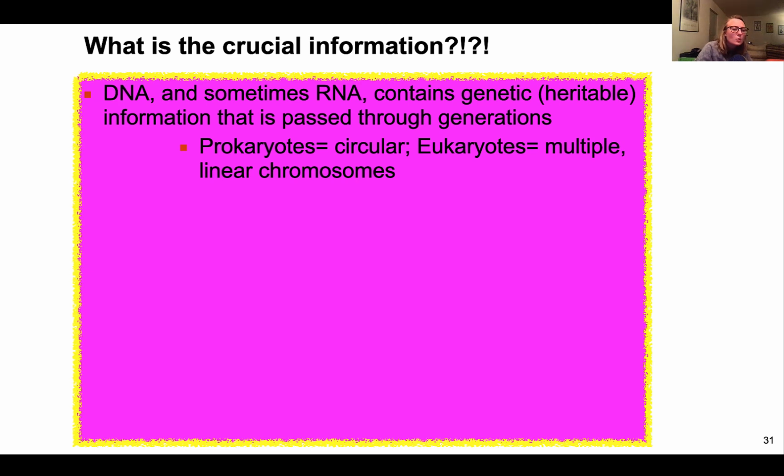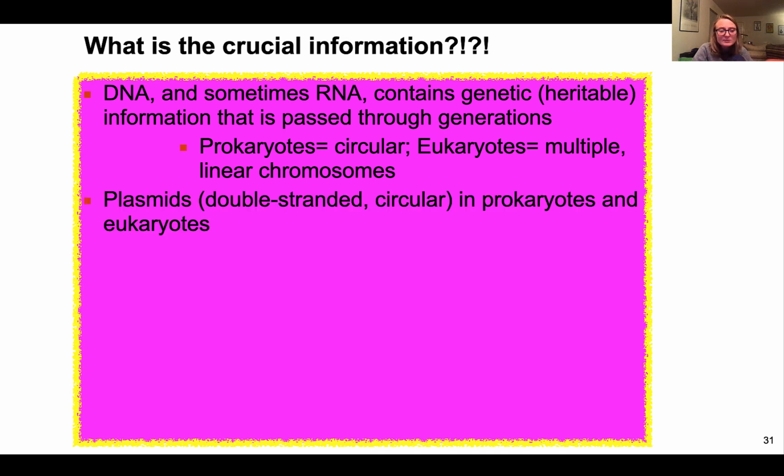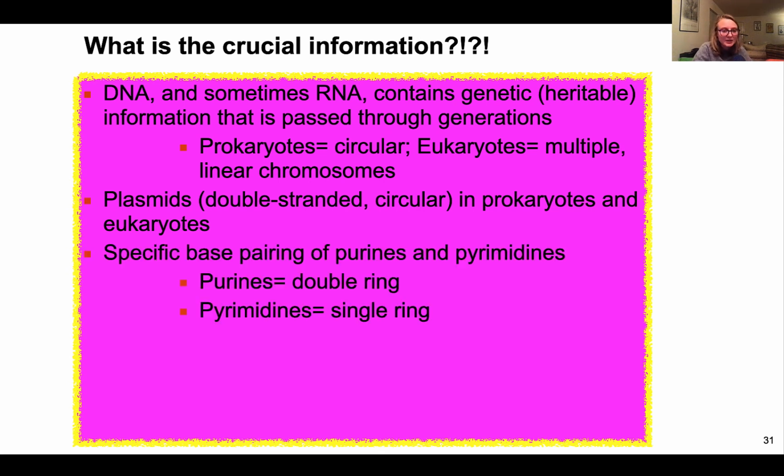So what's the crucial information from this lecture video? One is that DNA and sometimes RNA contains genetic information, and that information can be passed through generations. Prokaryotes have circular DNA or RNA, and eukaryotes have multiple linear chromosomes. Plasmids, which are double-stranded circular, extra bits of DNA, exist in both prokaryotes and eukaryotes. There are specific base pairing rules between the purines and the pyrimidines. Remember that purines are a double ring structure and pyrimidines are a single ring structure.